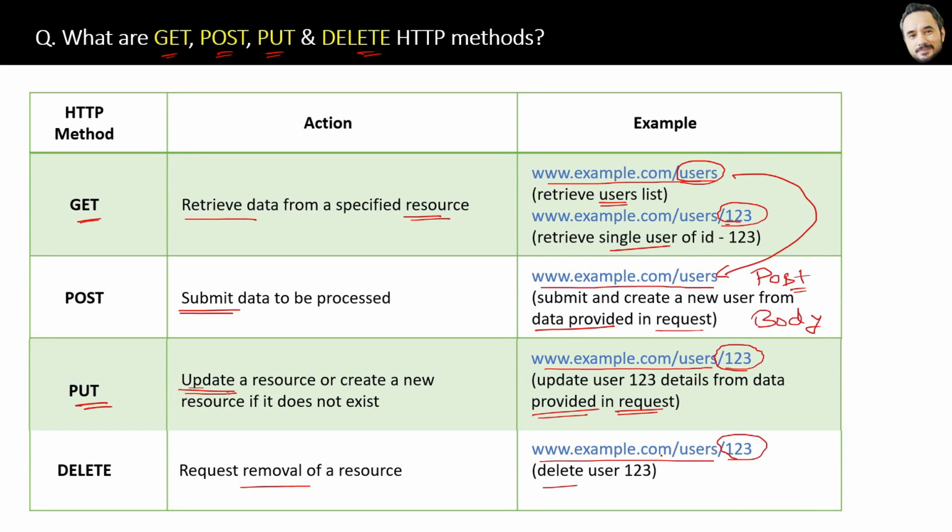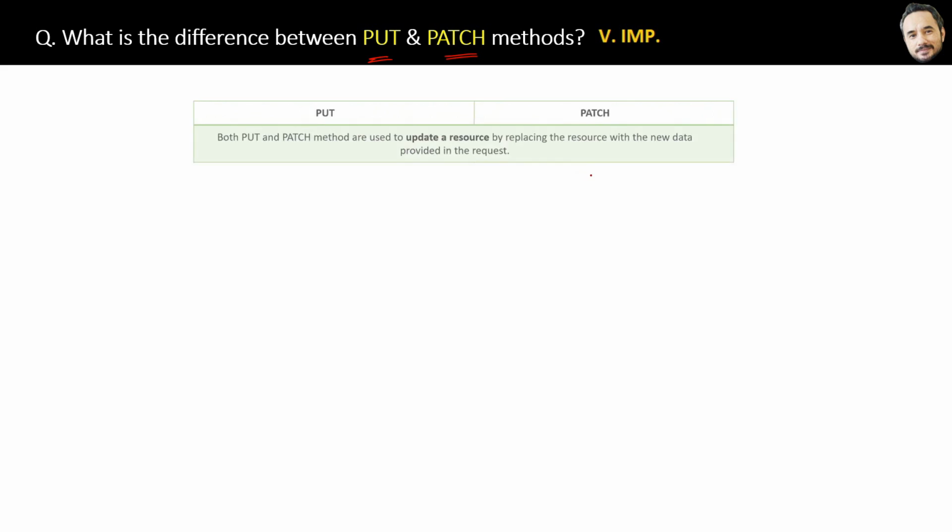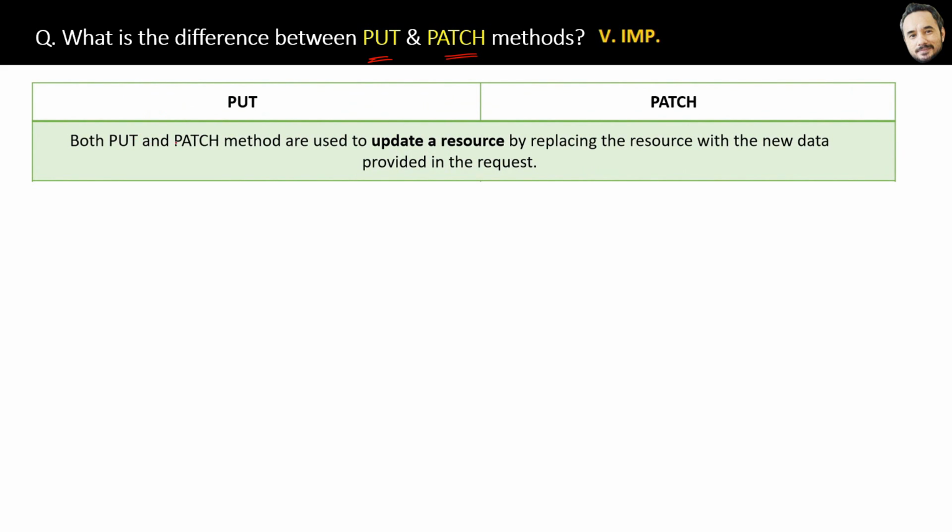What is the difference between the PUT and the PATCH methods? Now there is one more HTTP method, and that is the PATCH method. I am covering it separately because it is slightly confusing with the PUT method, which confusion I will clear now. First thing is, what is the similarity between PUT and PATCH? Both PUT and PATCH methods are used to update a resource by replacing the resource with the new data provided in the request.